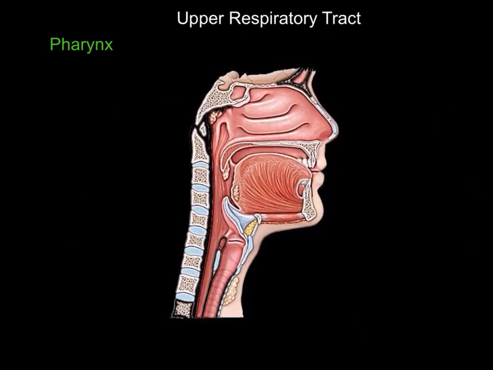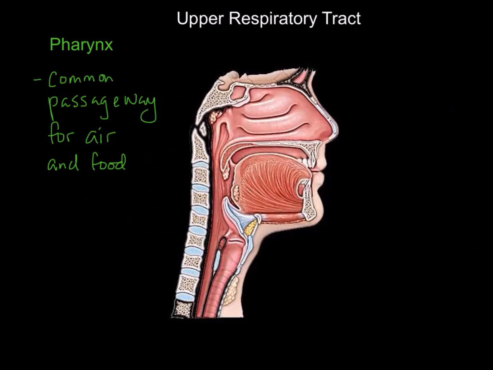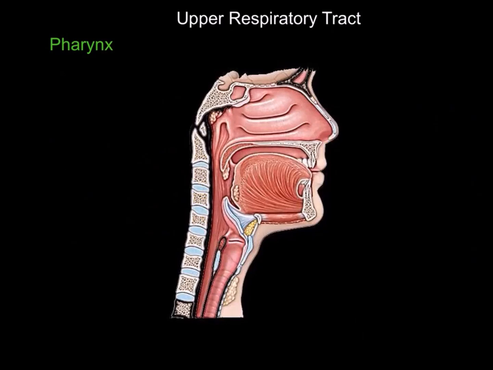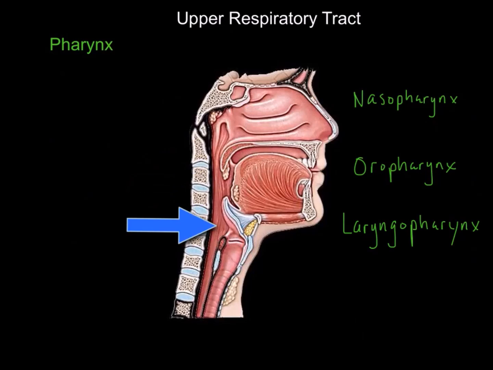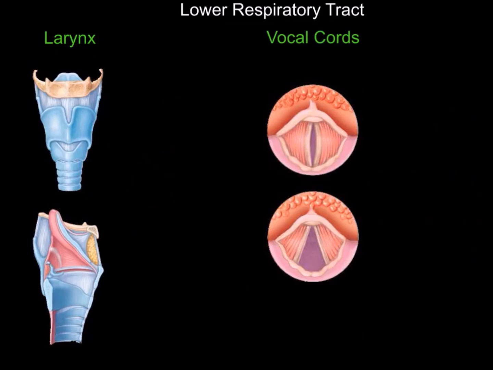The last part of the upper respiratory tract is the pharynx. The pharynx is the common passageway for air and food. It consists of 3 parts: the nasopharynx, which is the pharynx closest to the nasal cavity, the oropharynx, which is a part of the pharynx closest to the oral cavity, and the laryngopharynx, which is the part of the pharynx next to the larynx.